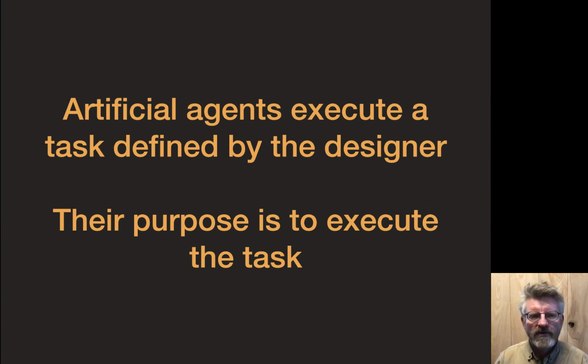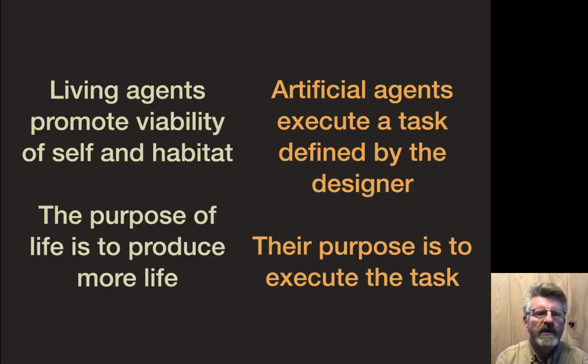So what do artificial agents do? Well, they basically execute a task defined by the designer, and their purpose in life is to execute that task. Now we have living agents that promote the viability of self and the habitat, and the purpose of life is to produce more life. While artificial agents execute a task defined by a designer, and their purpose is to execute that task. So we are talking about two quite different things and different purposes. So that is interesting.